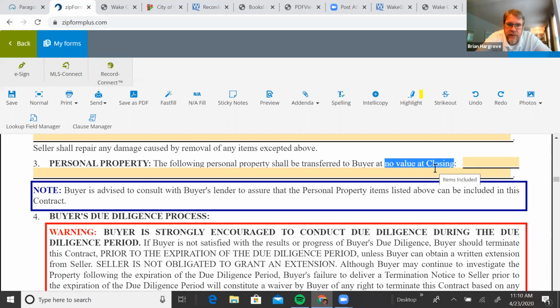The other thing is lenders are stupid often. I hate to say that. There's good ones out there, but there are so many lenders that even though it's clear as day, it says the following personal property shall be transferred to buyer at no value at closing. The lender's going to make you come back and take off all the items here because they feel like there's value to those things and they don't want their loan to be impacted by saying that they're giving you a loan for a refrigerator and a couch and a TV, right?